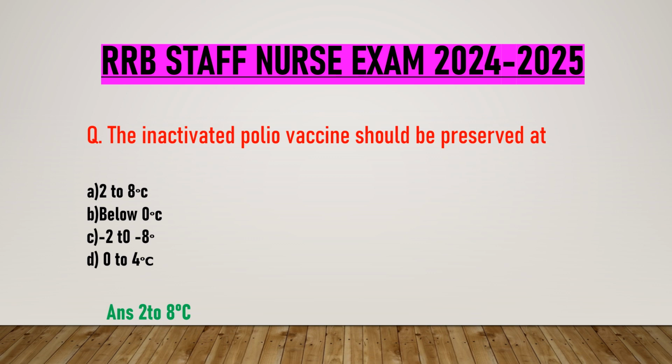The inactivated polio vaccine should be preserved at? Options are 2 to 8 degrees Celsius, below 0 degrees Celsius, minus 2 to minus 8 degrees Celsius, 0 to 4 degrees Celsius. Answer is option A, 2 to 8 degrees Celsius.